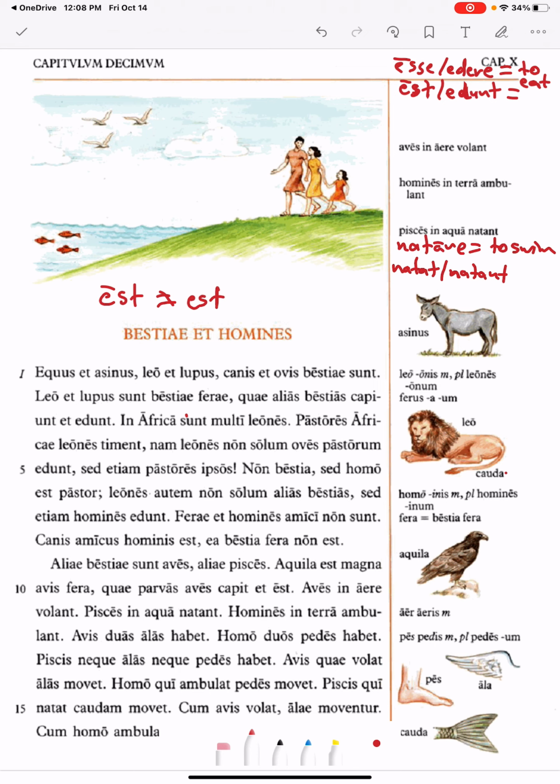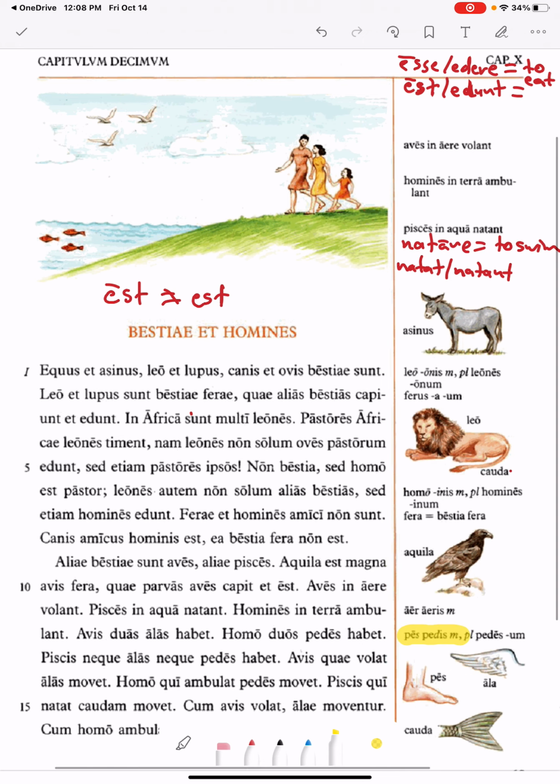Homo, let's keep going. Homo on line 12. Duos pedes habet. Piscis neque alas neque pedes habet. So a human has duos pedes. Pedis, you see it's written here in the margin, means this thing below, a foot, right? So a human has 2 feet.